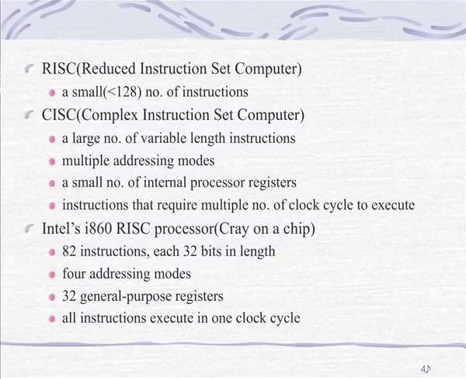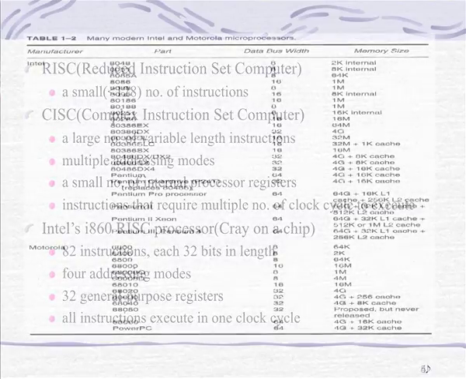Intel's 860 is a RISC processor. It has 82 instructions, each 32 bits in length. It uses 4 different addressing modes and 32 general purpose registers. All instructions are executed in one clock cycle.